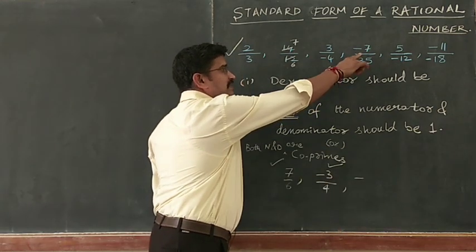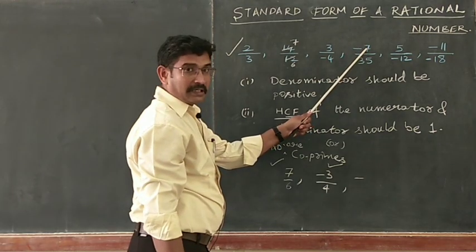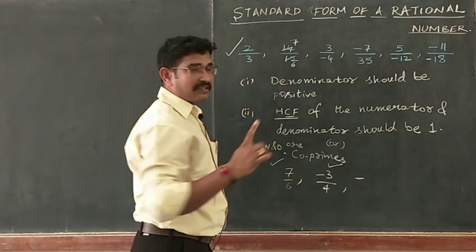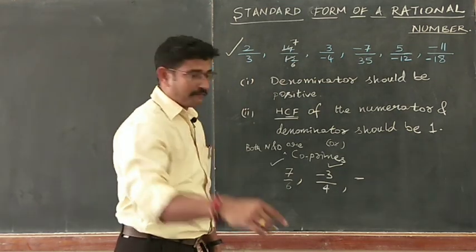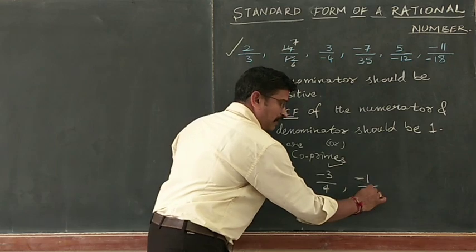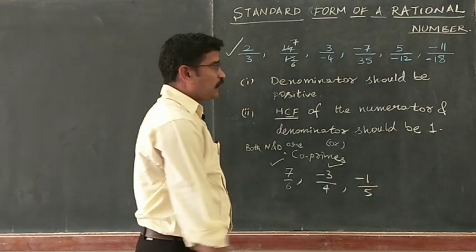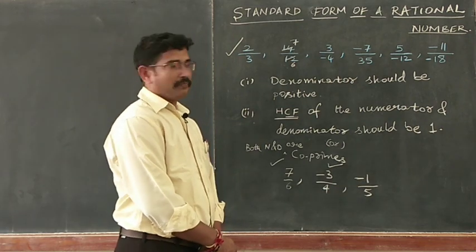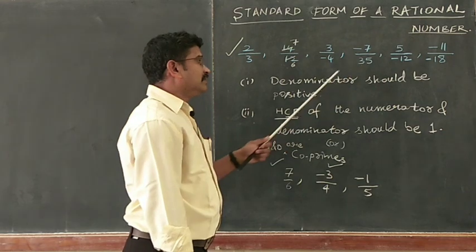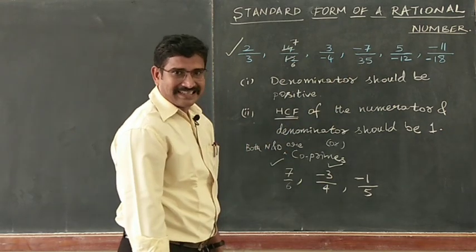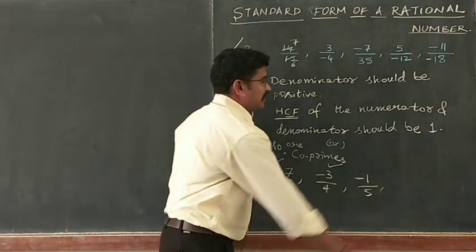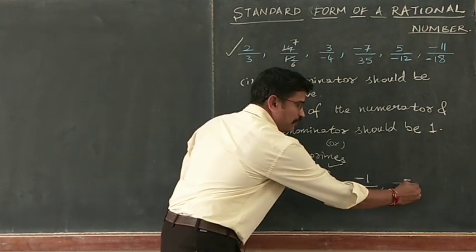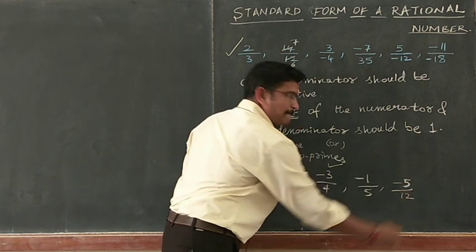We will cancel. So, when I cancel, what is the HCF of 7 and 35? The negative sign tells it is a negative rational number, but when 7 and 35 are simplified by their HCF, it gives minus 1 upon 5. That is how this minus 7 by 35 is brought into standard form, minus 1 by 5. Similarly, this one is not satisfying the first condition, so it is not in standard form, and we will bring it there by taking the minus sign to the numerator. So, minus 5 upon 12.